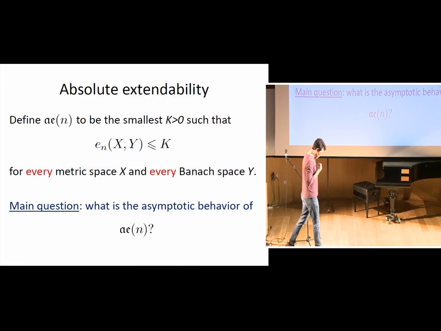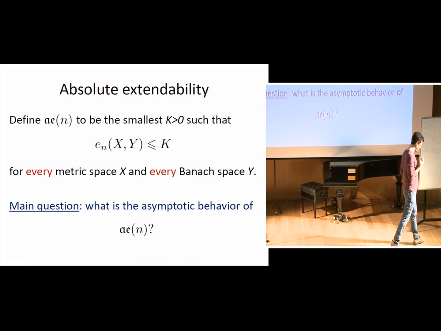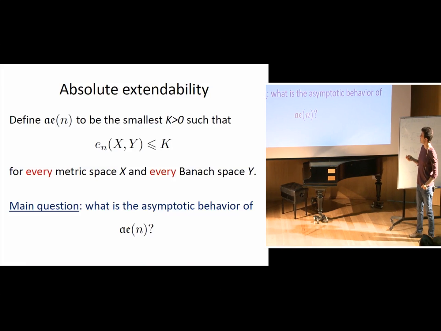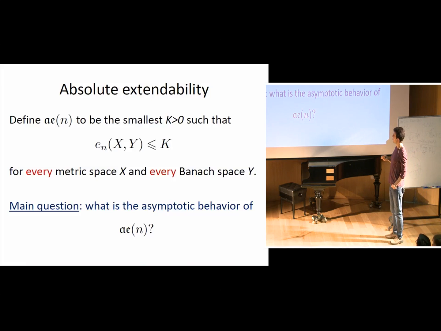Okay, so the parameter that I want to discuss, and the main open question for almost 40 years already, is this absolute extendability problem. And it's the following. Here's a sequence, AE of n. It's a sequence of numbers, which is just defined to be the smallest constant k such that this holds true. So look, I'm quantifying over everything. So what does this mean, that AE of n is at most k?